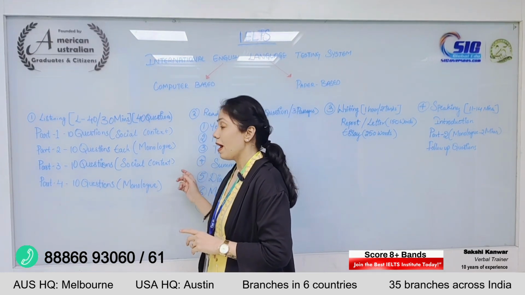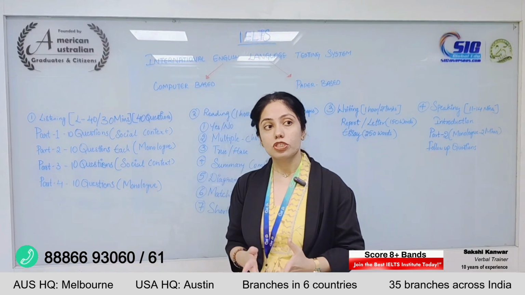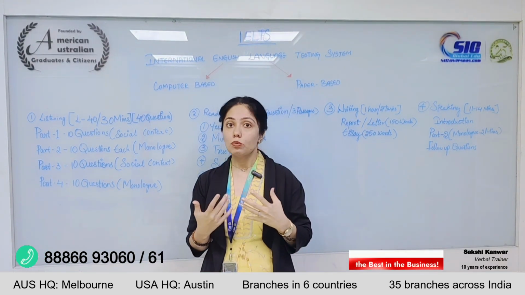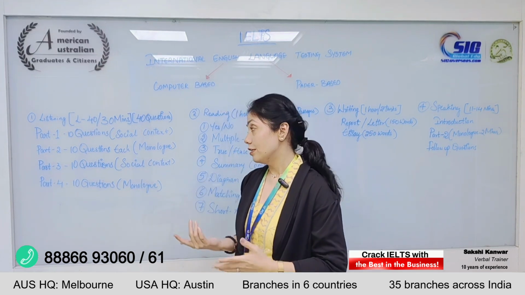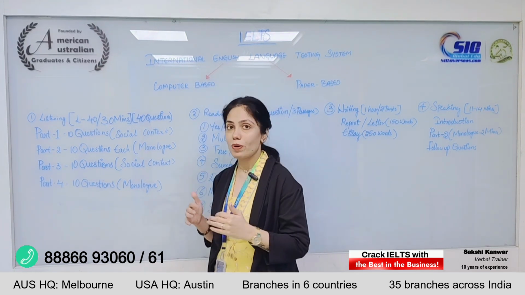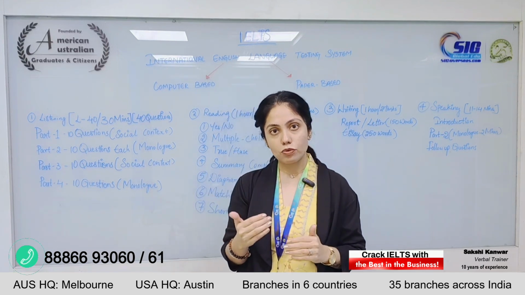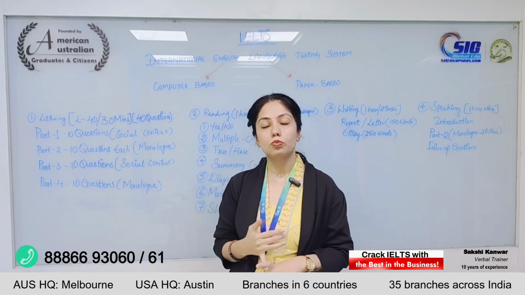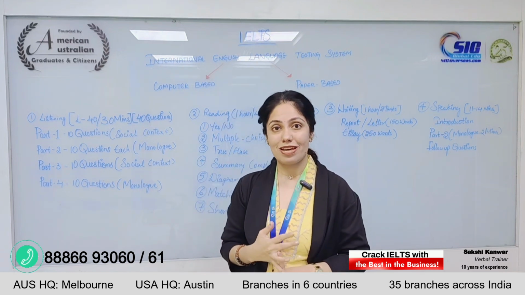Then we have part 2 and part 4. Part 2 and part 4 are a monologue. So the question comes in, what is a monologue? Monologue means only one person is speaking, and the other one is listening. They go by level of difficulty. Part 1 is the easiest, then part 2 is a little moderate, then the third and fourth parts come. So you need to work on your grammar skills as well as the spelling.